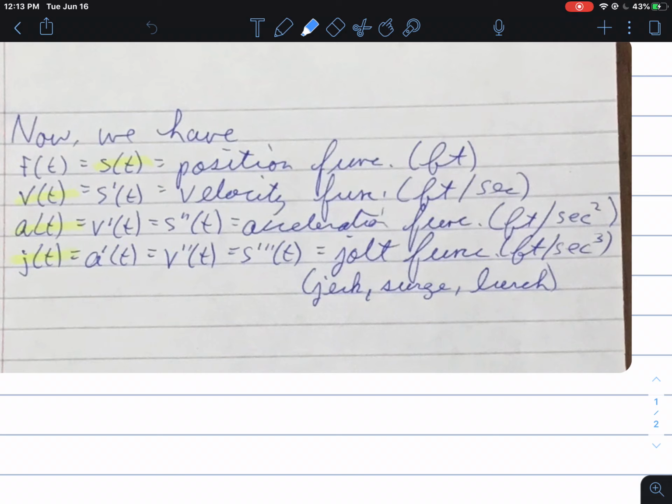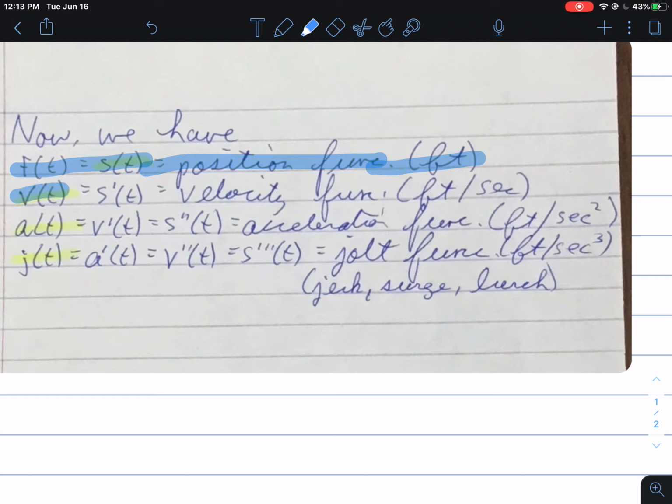So we take our position function, f of t or s of t. We called it the position function. Remember, it said it's displacement. And units of the position function are linear units, like feet or meters or inches or whatever our unit of measurement happens to be.